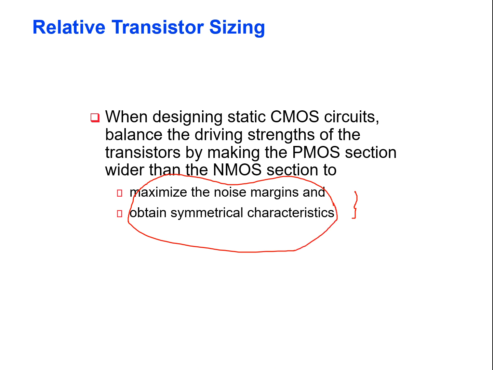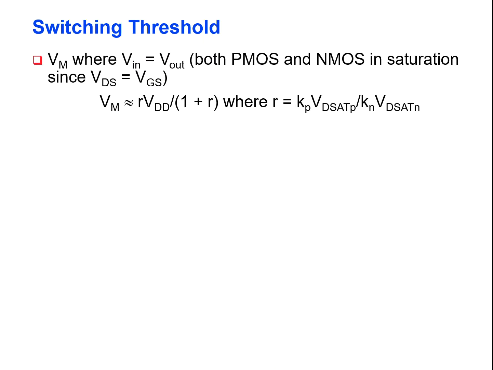So one is to maximize the noise margin, another one is to obtain the symmetrical characteristics, because the speed of NMOS is always 2 to 2.5 times greater, because the electron movement is 2.5 times greater than your PMOS. That is why we are increasing the size of your PMOS compared to NMOS.